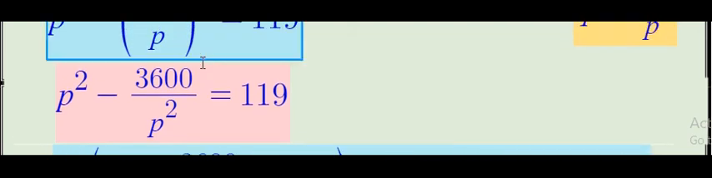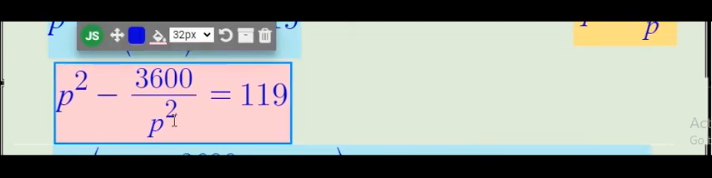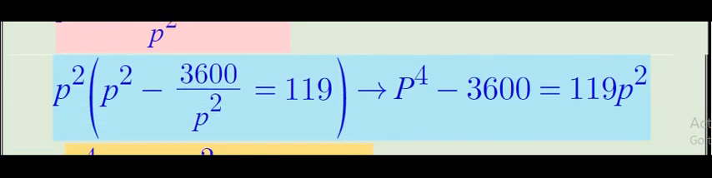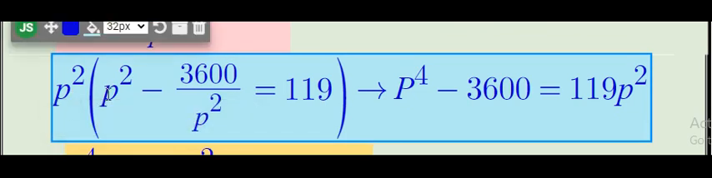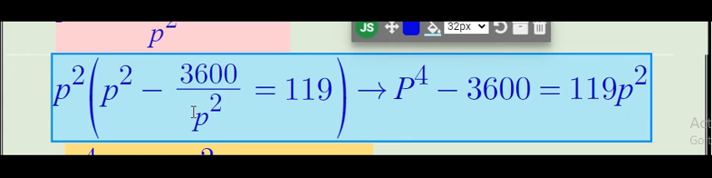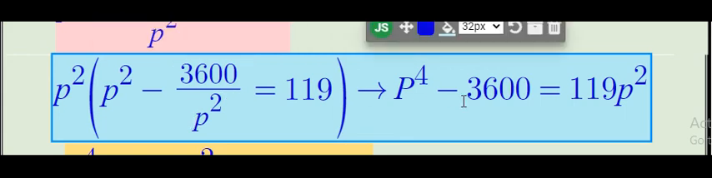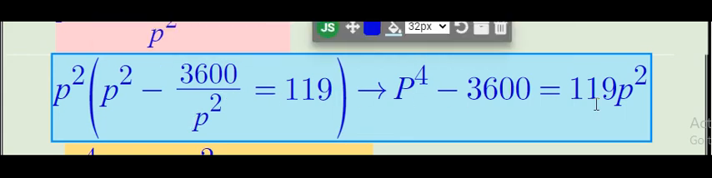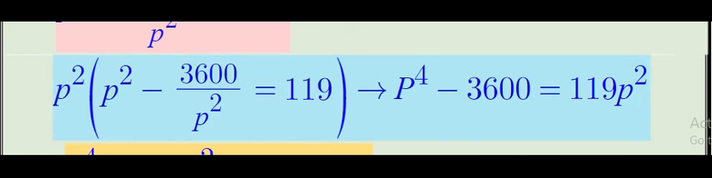Once we're at this point, what we really need to consider is we want this p squared out of the denominator. So we're going to distribute p squared all the way through the entire equation. So p squared times p squared gives us p to the fourth. P squared times our fraction makes the denominator go away, so we're left with negative 3,600 equals 119 p squared.